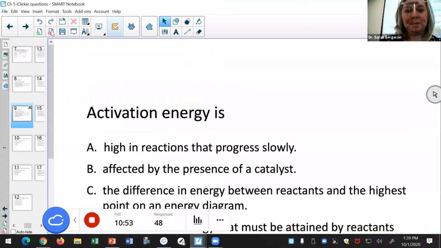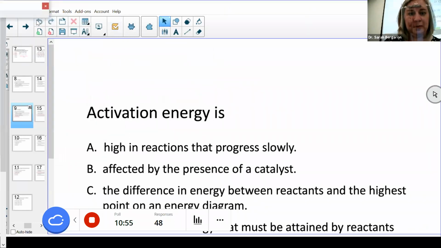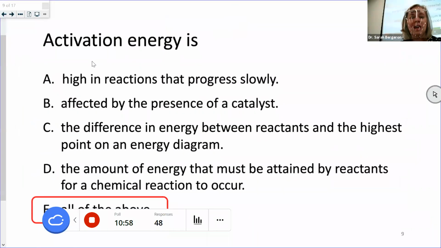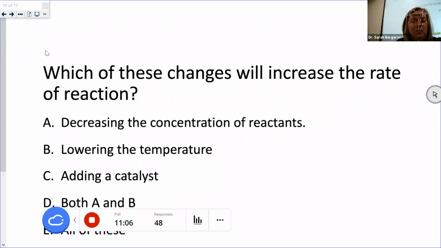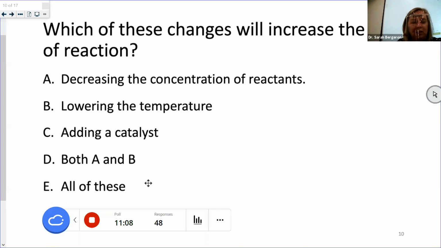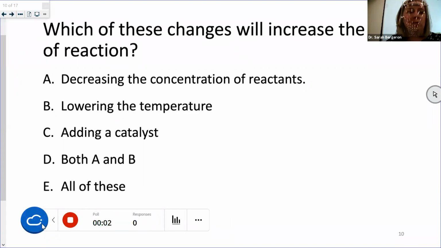All right. I think this is what we ended on last, the activation energy. I think this was our last one. Okay. So, which of these changes are going to increase the rate of a reaction? So let me start a new one. Which of the following changes will increase the rate of a reaction?